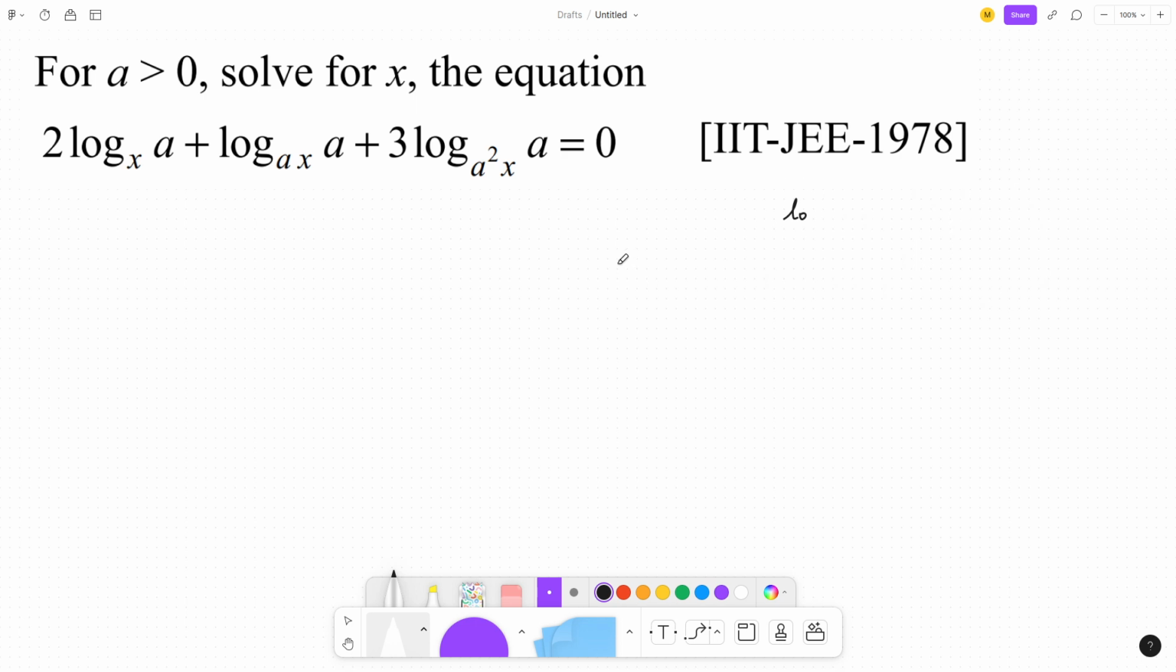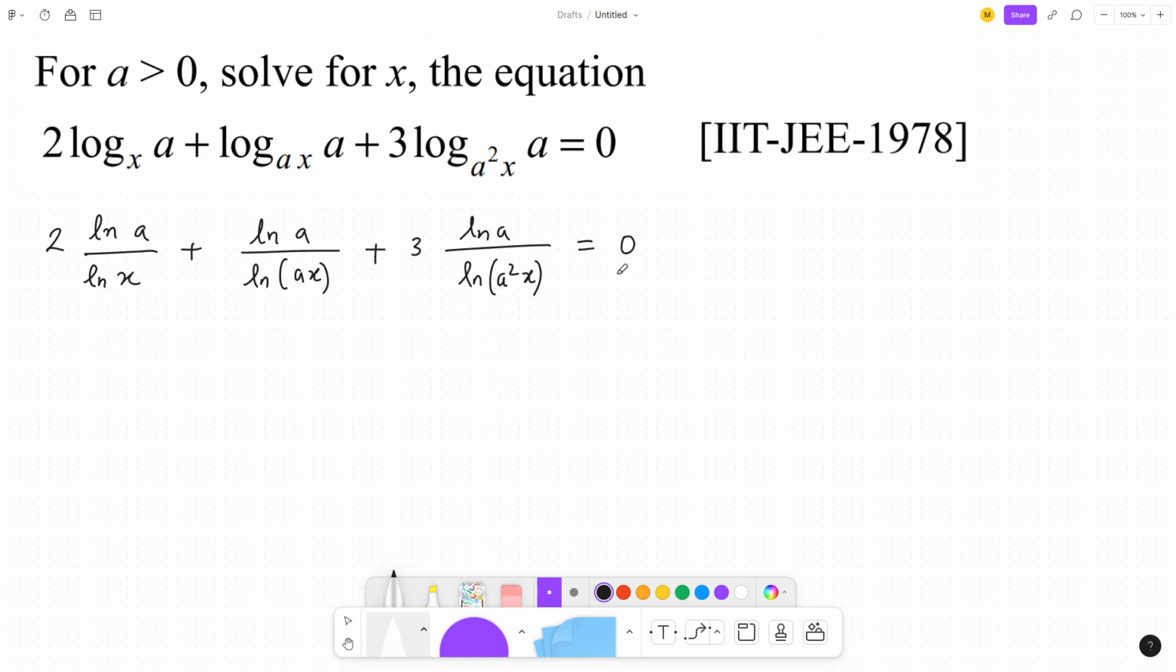Let us see. Now here this one can be written as 2 times, let us take natural log, log base e. So natural log of a divided by natural log of x, plus natural log of a divided by natural log of a times x in the argument, plus 3 times natural log of a divided by natural log of a square x, and this is equal to 0.